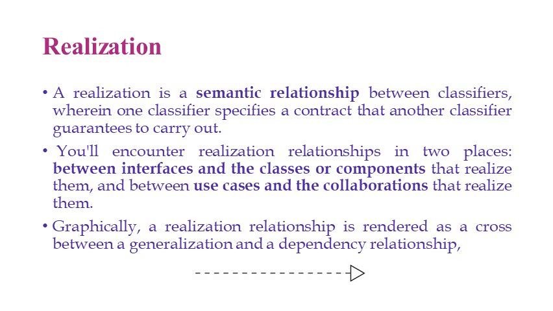Graphically, a realization relationship is rendered as a cross between generalization and dependency relationship. So, see, this is the notation for realization, and it is a cross between generalization and dependency relationship. So, this is a dashed directed line, and this arrowhead is the hollow arrowhead.